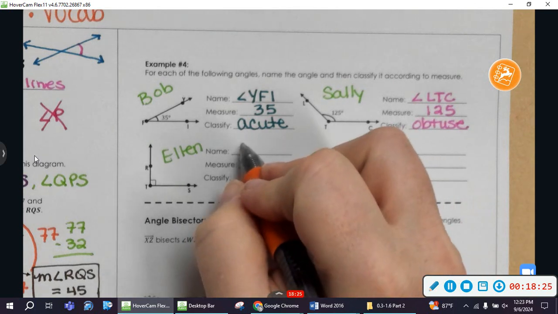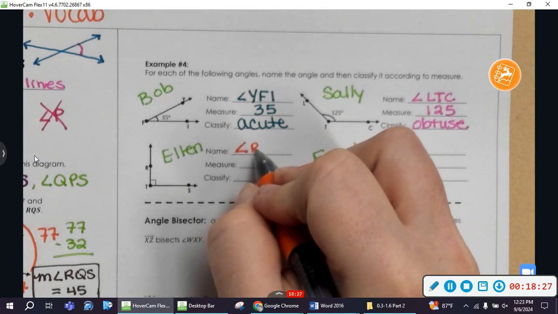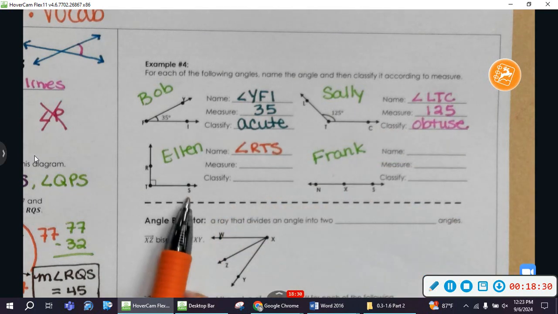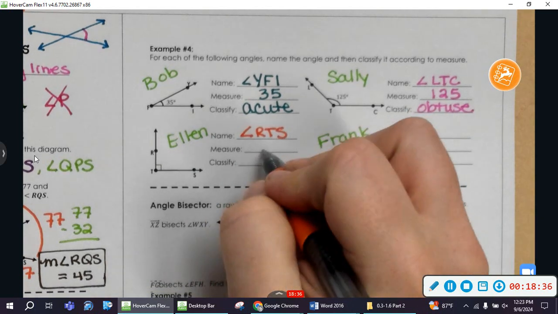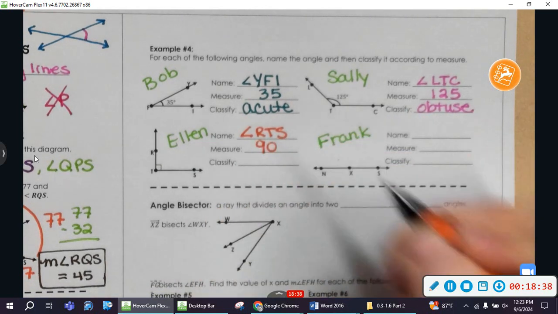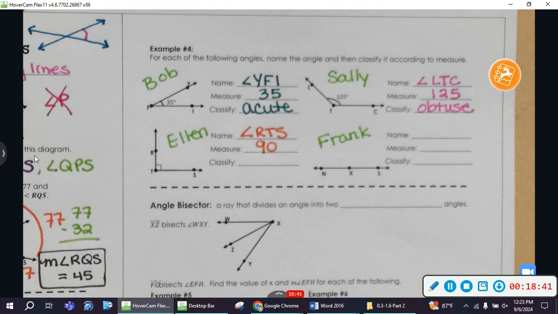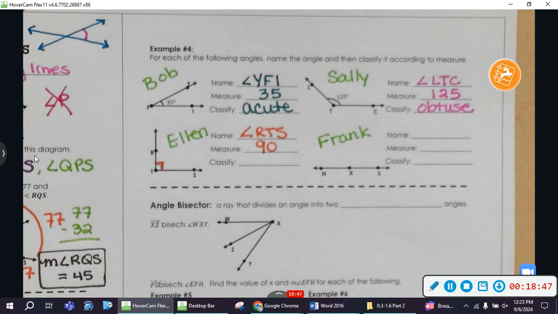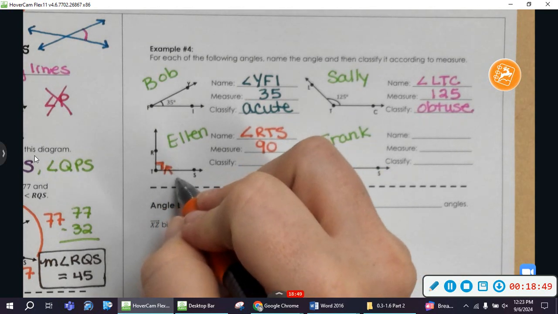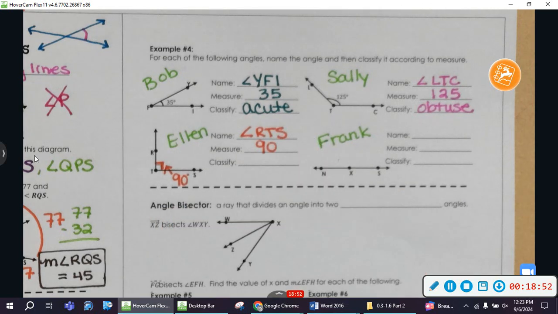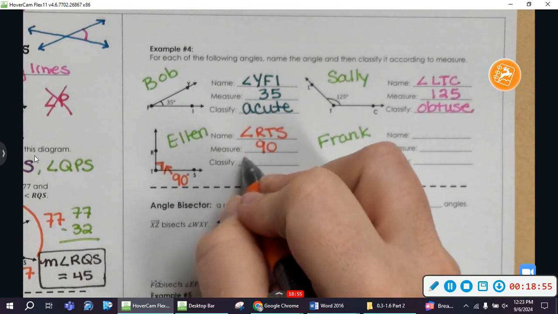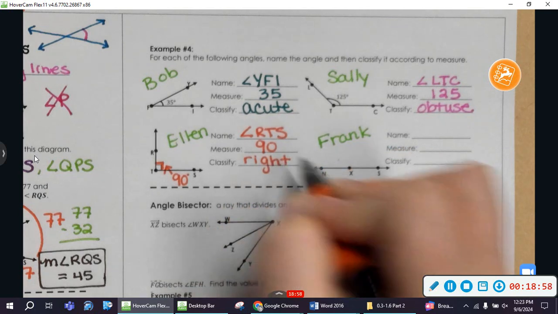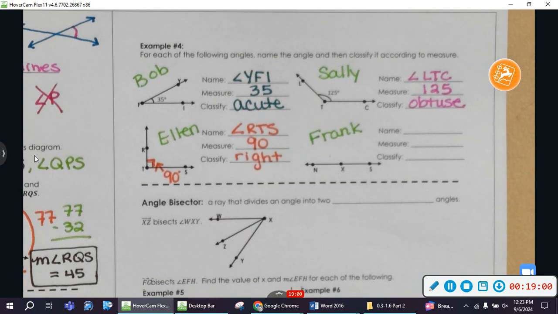Then we have Ellen over here. Ellen, her name is angle RTS or STR or angle T. Now, y'all told me the measurement was 90, but I asked why, because there's no number there. But y'all are super smart math students, and you remembered that back in junior high you learned that that box means 90 degrees. So, excellent. So, Ellen is always right. She must have a 100 in geometry, always being so right.